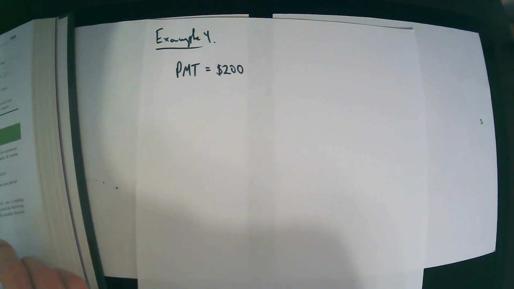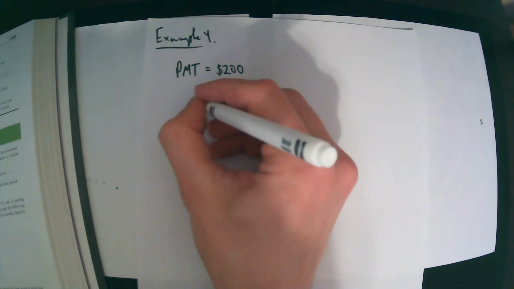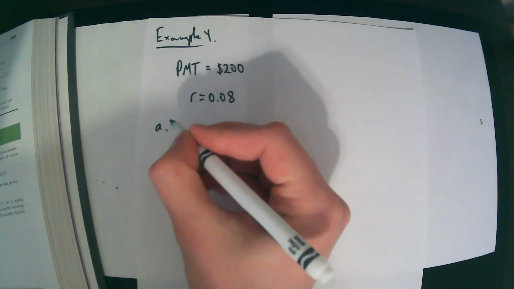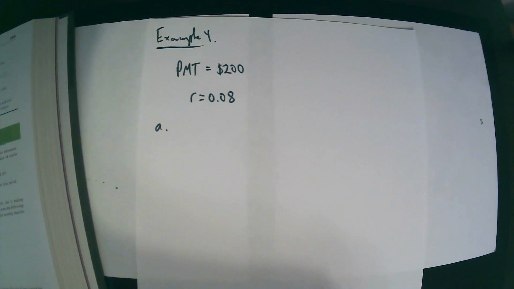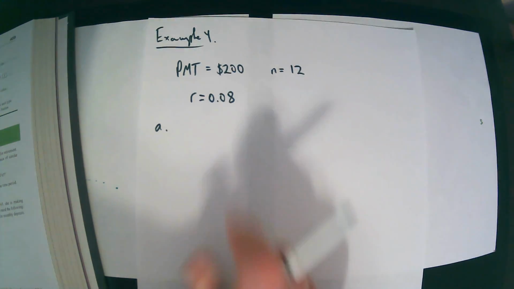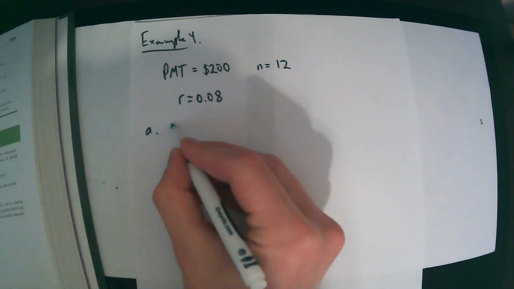Based on past performance of similar accounts, she expects to obtain an annual interest rate, so that's APR, of 8%. So we'll just go with that, say 8% there. Part A says, how much money will Angela have saved upon retirement at the age of 65? Okay, so there it is. By the way, N is 12, I forgot, because these are monthly payments.